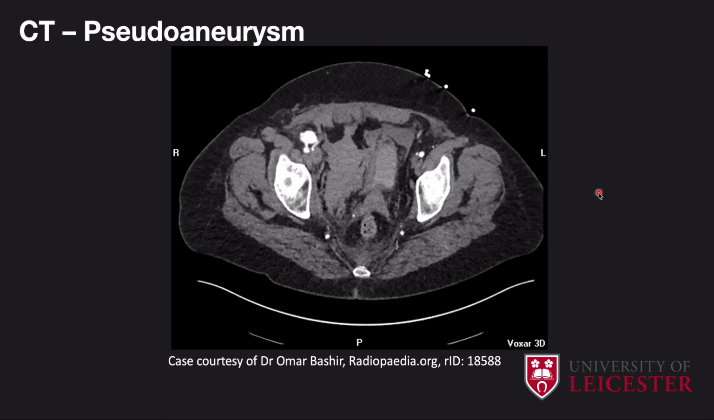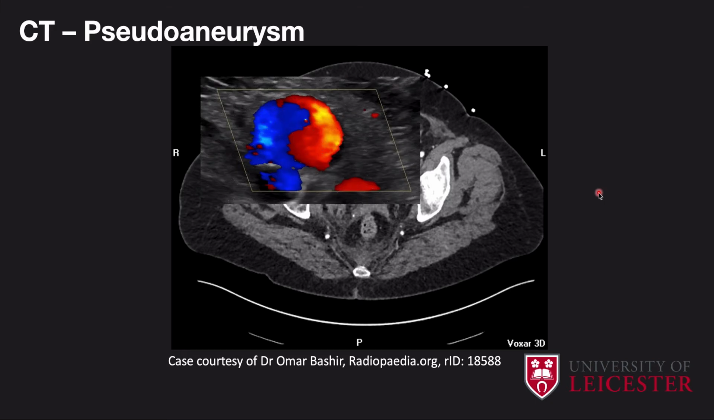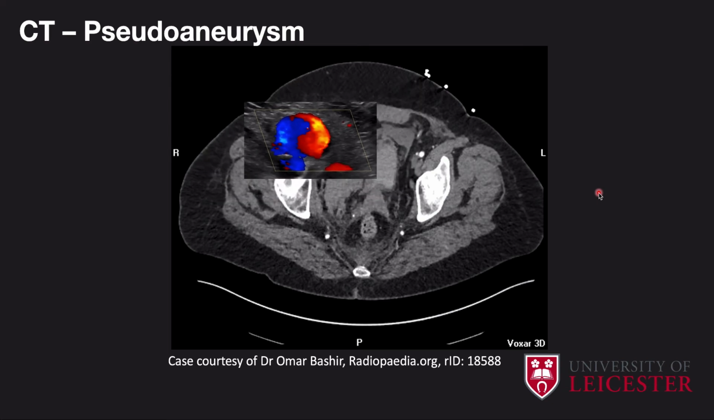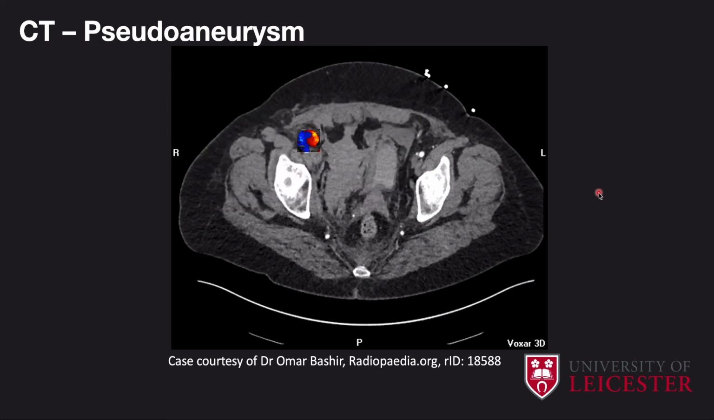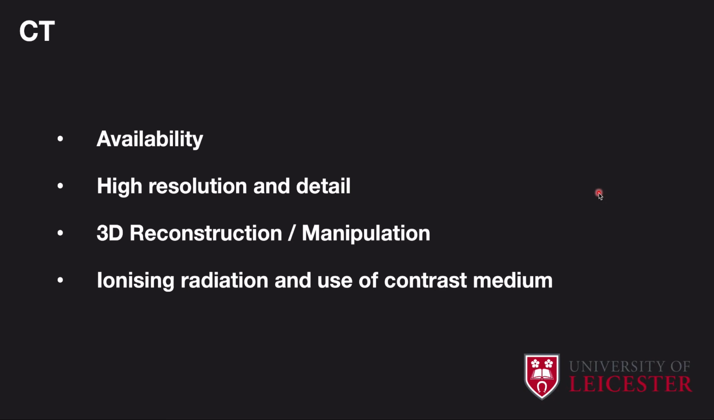This is a CT image of a pseudoaneurysm. I remember we saw an ultrasound image of a pseudoaneurysm before, like so. And they correlate very well with each other. It just demonstrates that the same pathology can be detected with different modalities. So to recap, we know CT is quick, readily available, provides high resolution and detailed images, and is good for most vascular pathologies. But the main downside is radiation and the use of contrast.